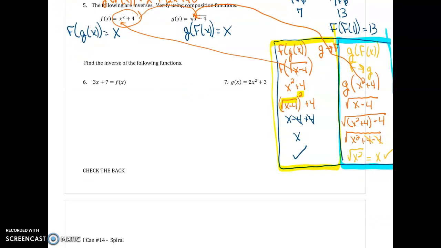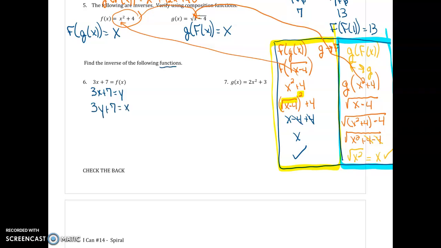So finding the inverse means we will use inverse operations to rewrite this equation. The first thing you have to remember is that f of x is just y. And the second thing we're going to do is start the inverses. So x becomes y and y becomes x.